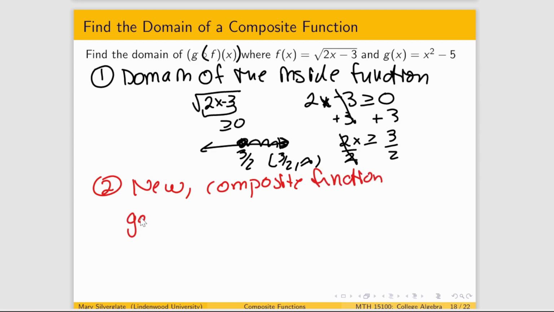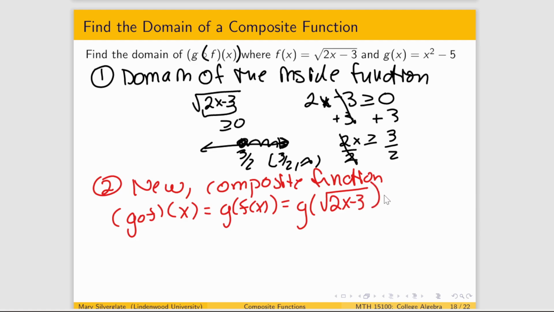So to find that, we're finding g of f of x. That means I'm plugging f of x into g, which means I'm plugging the square root of 2x minus 3 everywhere I see an x in g of x. I want to plug that in parentheses. So in particular, I have parentheses square root of 2x minus 3, all squared, minus 5.